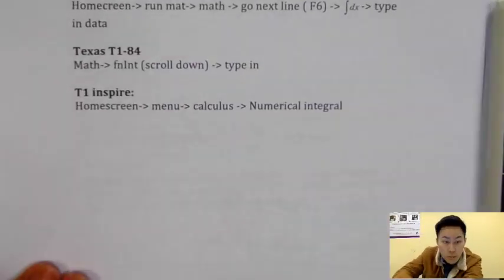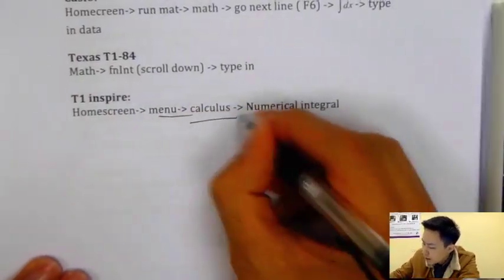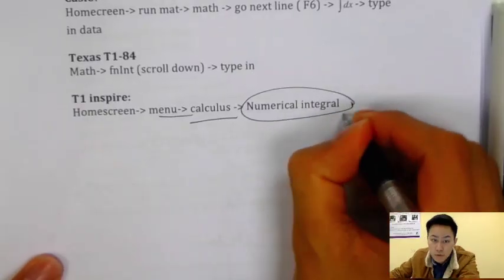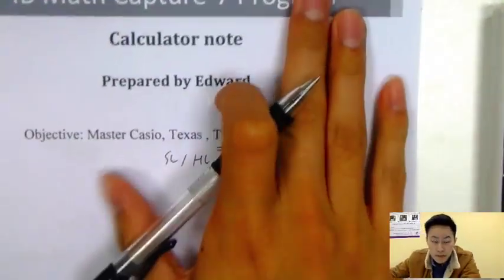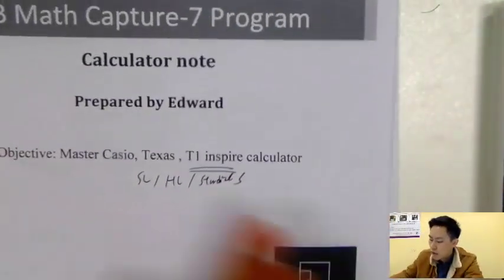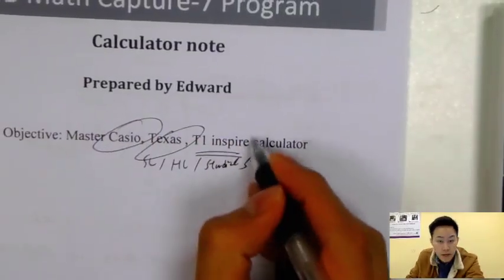So last one for TI-Nspire. So you go to calculus and then you go to numerical integral. So you type in the same thing as well. Then you get the same answer, okay? So that's it for all the GDC techniques, okay? So make sure you know how to use the Casio, Texas model and TI-Nspire, okay?